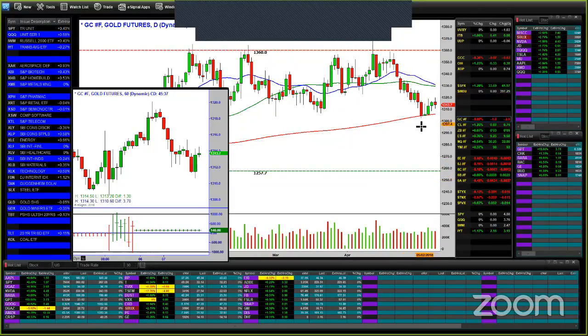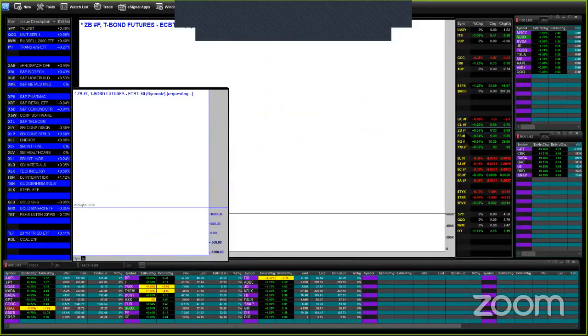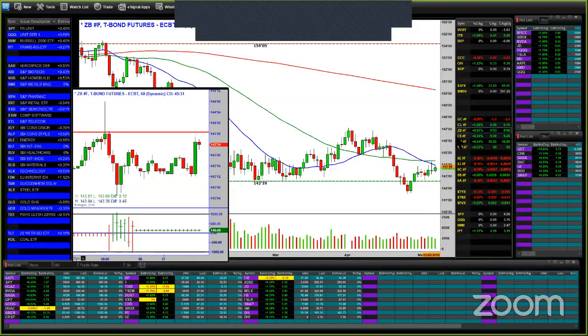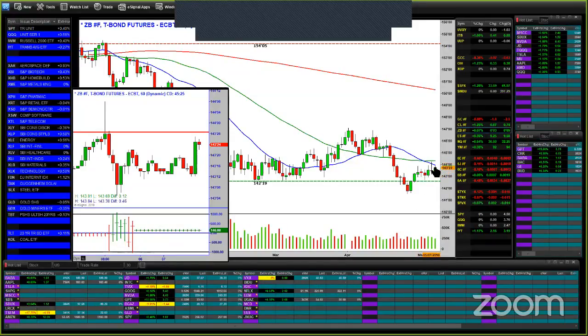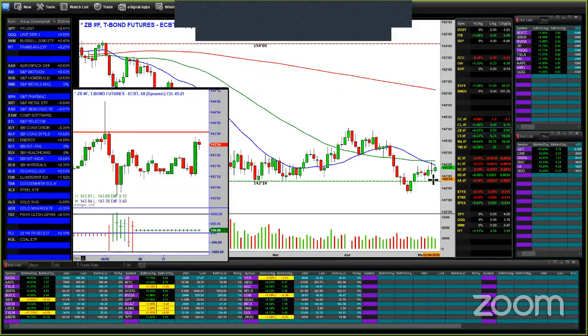Gold, finding some buyers at the 200 MA, not interested whatsoever. Bonds are up a little bit. I talked about this in Monday's letter as a sell setup, but I explained that I don't like this kind of a sell setup. It could work. It hasn't triggered.